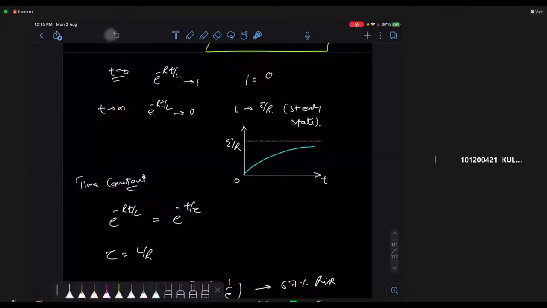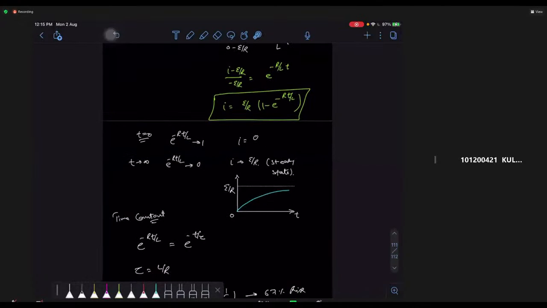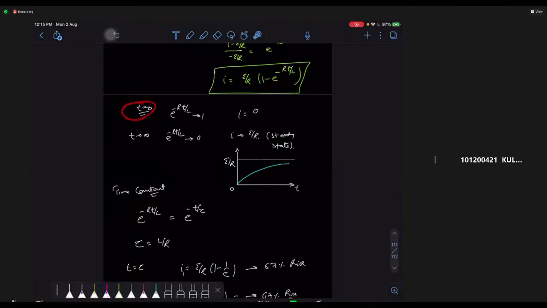So first of all, I hope you understand the meaning of these equations. At time equal to 0, this exponential factor is 1, so current is 0. As time tends to infinity, the exponential factor goes to 0, and current approaches a constant value. And when it rises exponentially, just like the RC circuit, we can define tau here. The tau value is L by R.